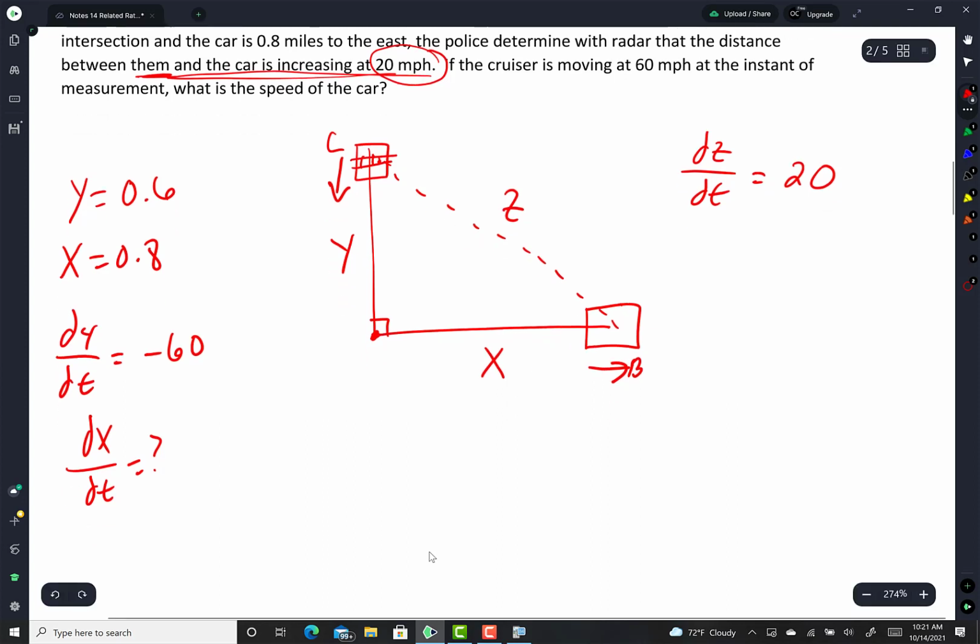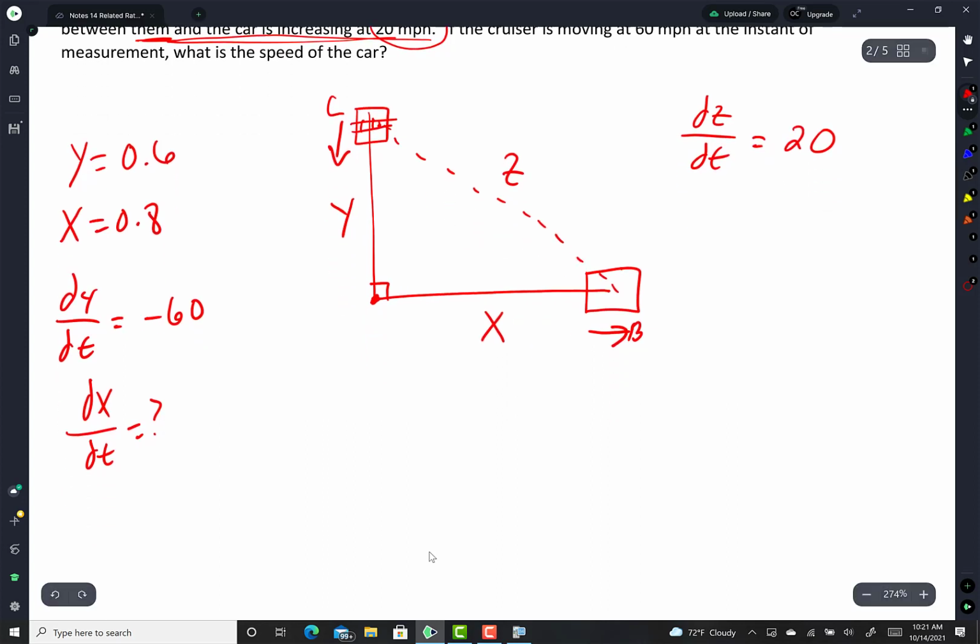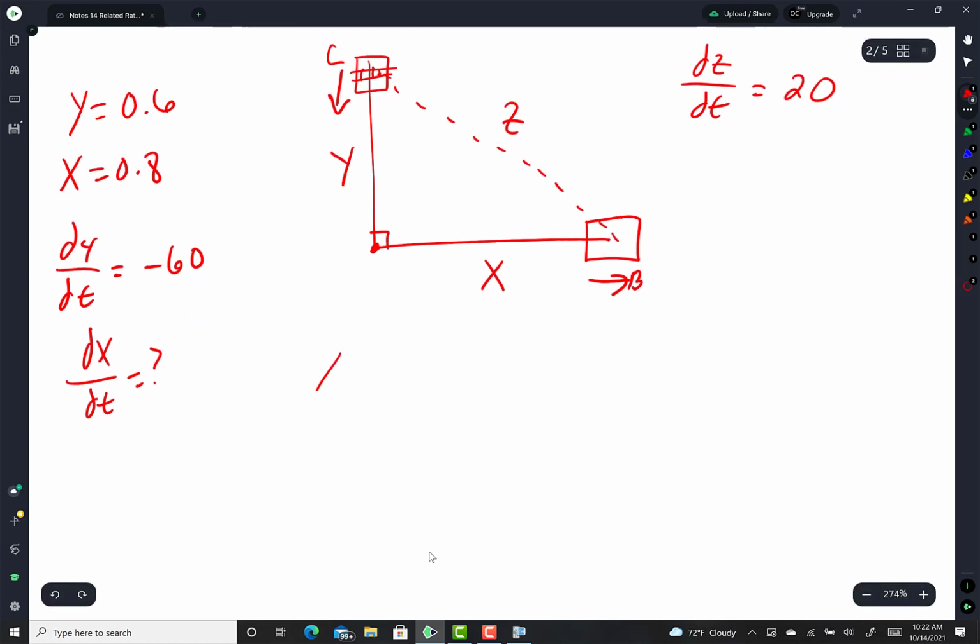Okay, so here we go. I need a relationship that will connect x with y with z. Is there anything you can think of that puts all three of them together? Oh man, I took a course called geometry. Pythagorean Theorem. The Pythagorean Theorem gets all three variables, x, y, and z, and connects them. So that's the key. So here's what you're going to write: x squared plus y squared equals z squared.